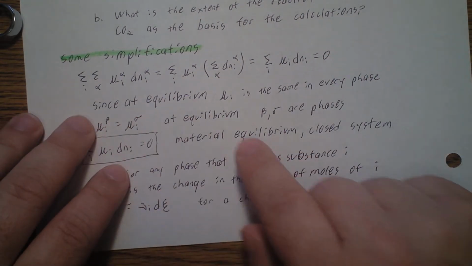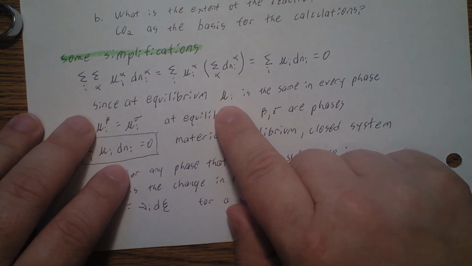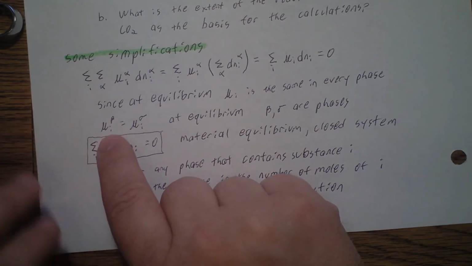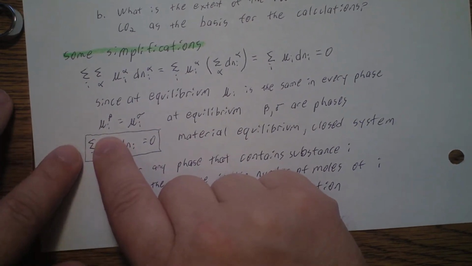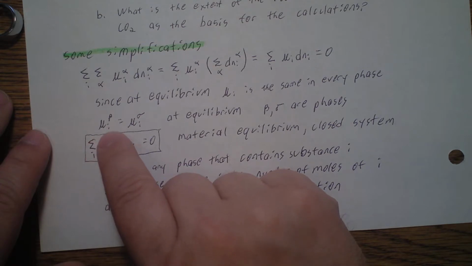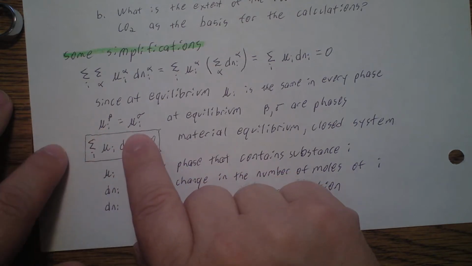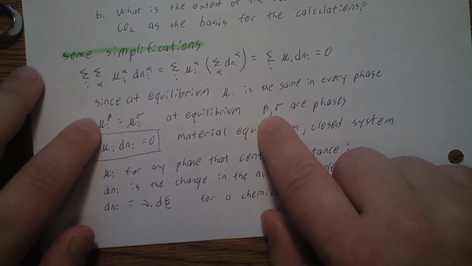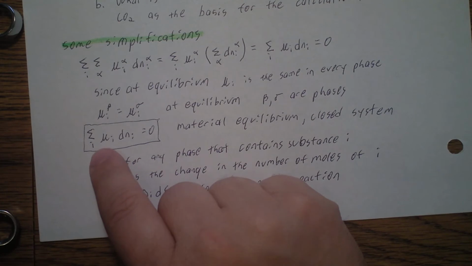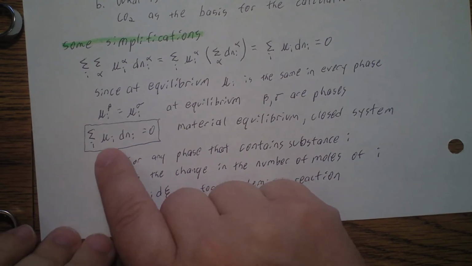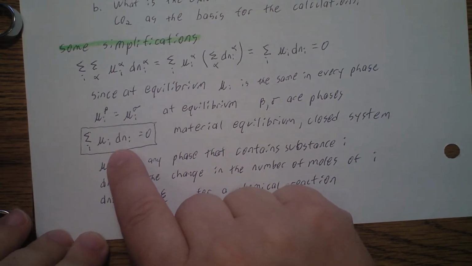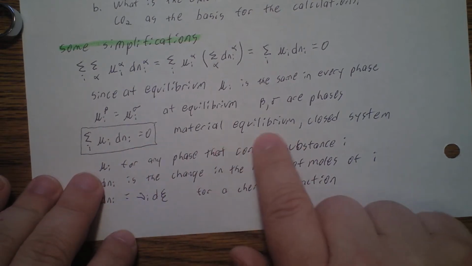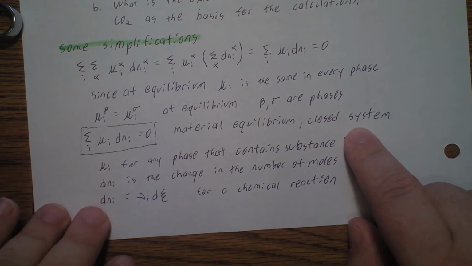Since we're at equilibrium, the chemical potential of I is going to be the same in every phase. We showed that before. For example, with the silver chloride, we had the chemical potential of substance I in phase beta equal to the chemical potential of substance I in phase delta. But that's only at equilibrium. And like I said, beta and delta are phases. So we have the sum over the substances I of the chemical potential I times the differential of the number of moles of substance I, and that's equal to 0. And this is at a material equilibrium in a closed system.